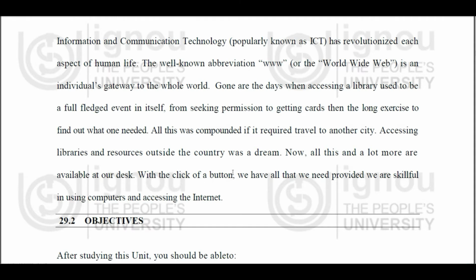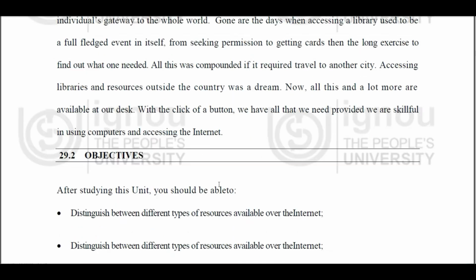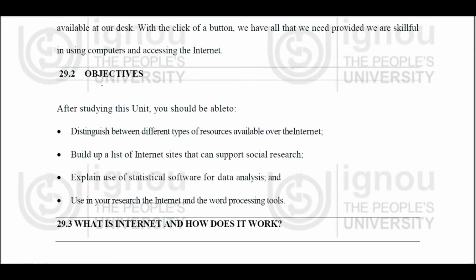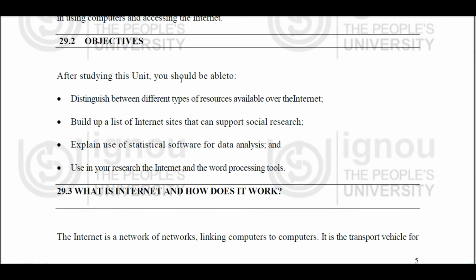With a click of a button, we have all that we need, provided we are skillful in using computers and accessing the internet. 29.2 Objectives. After studying this unit, you should be able to distinguish between different types of resources available over the internet, build up a list of internet sites that can support social research, explain use of statistical software for data analysis, and use the internet and word processing tools in your research.